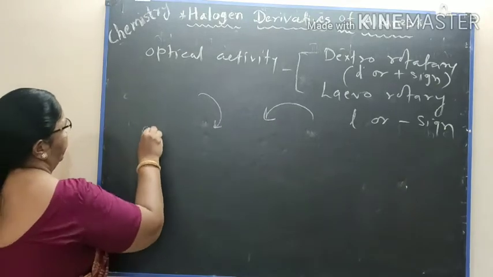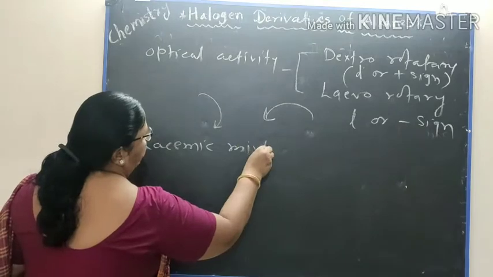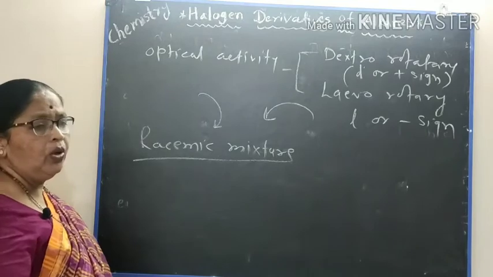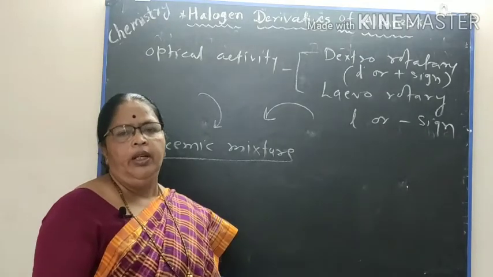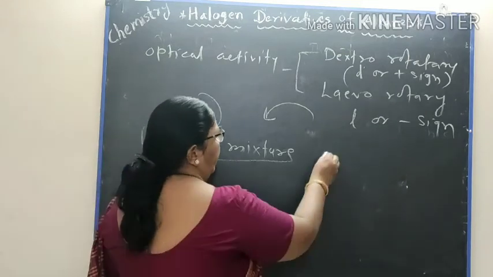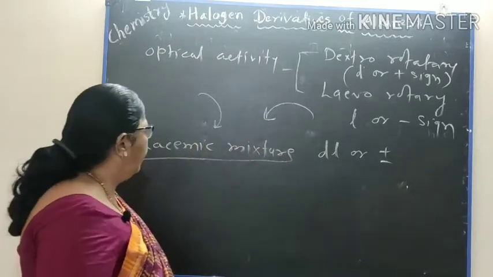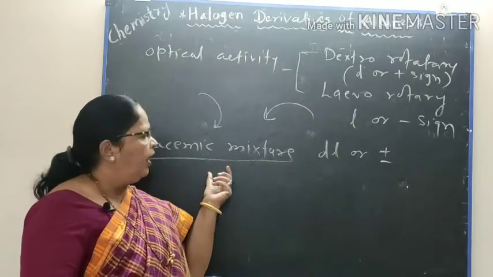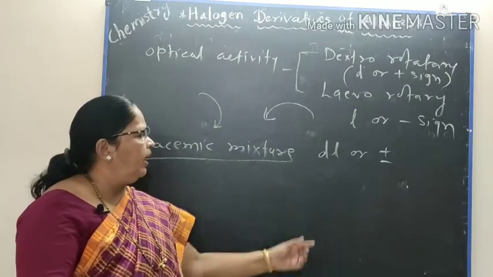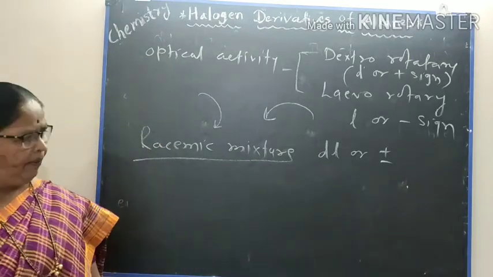Then the next concept: what is meant by a racemic mixture? The equimolar quantities of dextro and levo forms is called a racemic mixture. It is denoted by DL or the positive negative sign. Again, a racemic mixture is an equimolar quantity of dextro and levo forms, denoted by DL or positive negative sign.